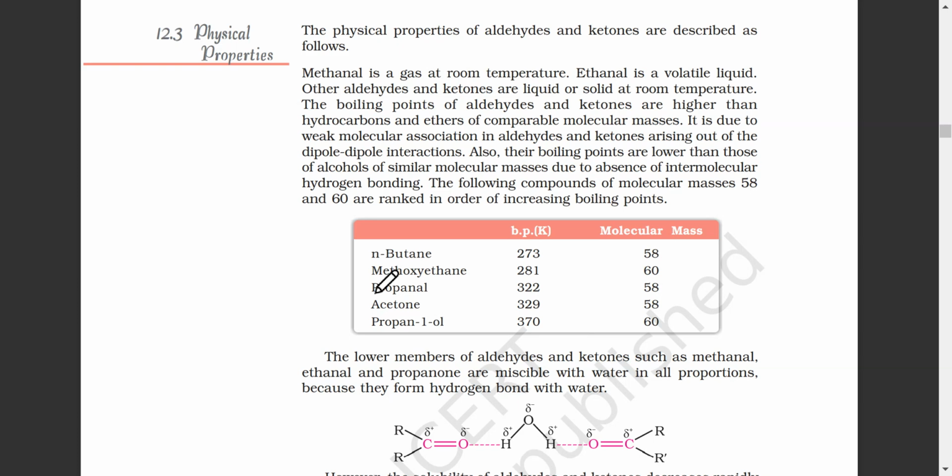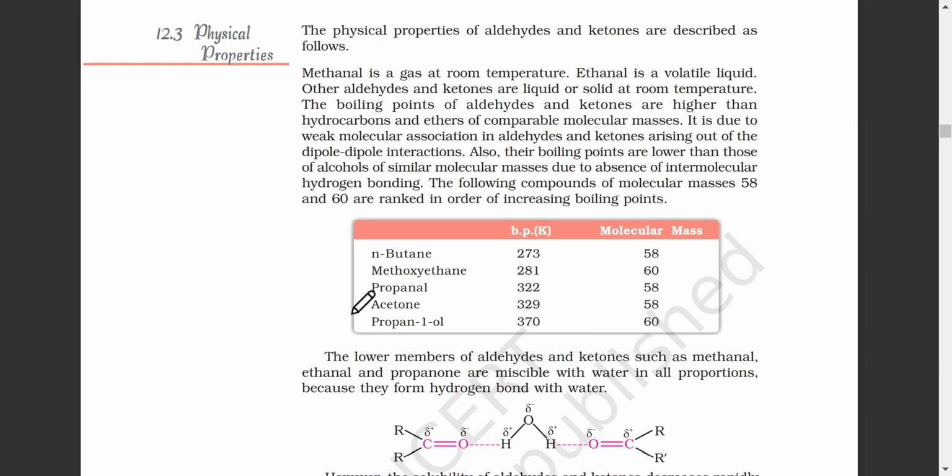Now, just wrapping up with the physical properties very, very quickly, just a reading would do, I think. So, the physical properties of aldehydes and ketones are described as follows. Methanal is a gas at room temperature, ethanal is a volatile liquid. Other aldehydes and ketones are liquid or solid at room temperature. The boiling points of aldehydes and ketones are higher than hydrocarbons and ethers of comparable molecular masses. And why is it so? It is due to weak molecular association in aldehydes and ketones arising out of the dipole-dipole interactions. Fine.